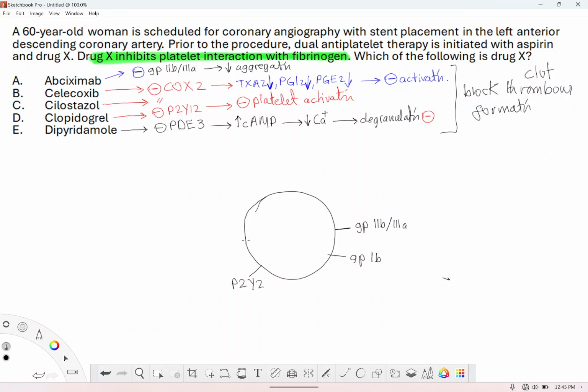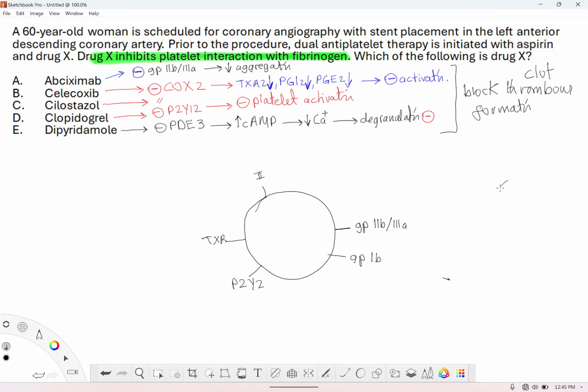Platelet also has a thromboxane receptor. Okay, now I'll just put TXR, thromboxane receptor. So it's a thromboxane receptor. Platelet will also have on its surface a thrombin receptor. Thrombin is clotting factor 2, so I'll just put 2. So these are the receptors found on the surface of platelets. Okay, let's see what is the function of each.